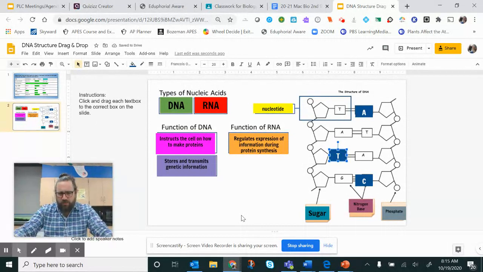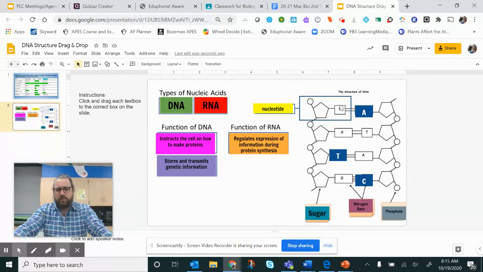Just real quick, how many nucleotides are in this picture? Well, all three of these things, the sugar, the phosphate, and the nitrogen base, make up a nucleotide. So here's a nucleotide. So there's 1, 2, 3, 4 on this side, and since DNA is double-stranded, 4 on that side. There's 8 nucleotides.